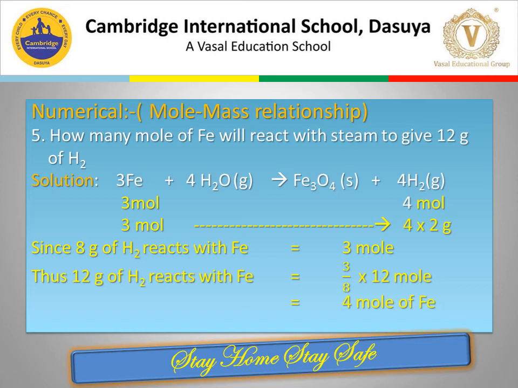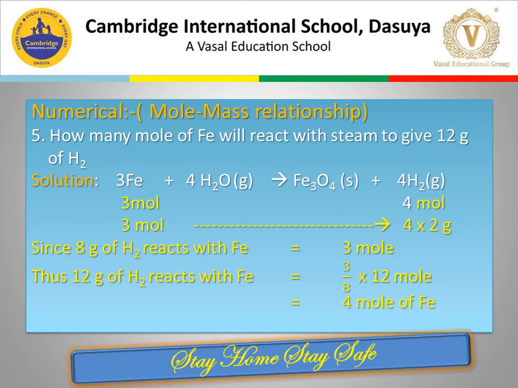But we have been given the hydrogen in terms of gram, so we will convert this into gram first and see how many mole of iron reacts with 12 gram of hydrogen. According to the balanced equation, we have here 3 mole reacting with 4 mole of hydrogen, and 4 mole of hydrogen becomes equal to 8 gram. 4 into 2, where 2 is the molar mass of hydrogen, so 4 into 2 is 8. So 8 gram of hydrogen reacts with 3 mole of iron.